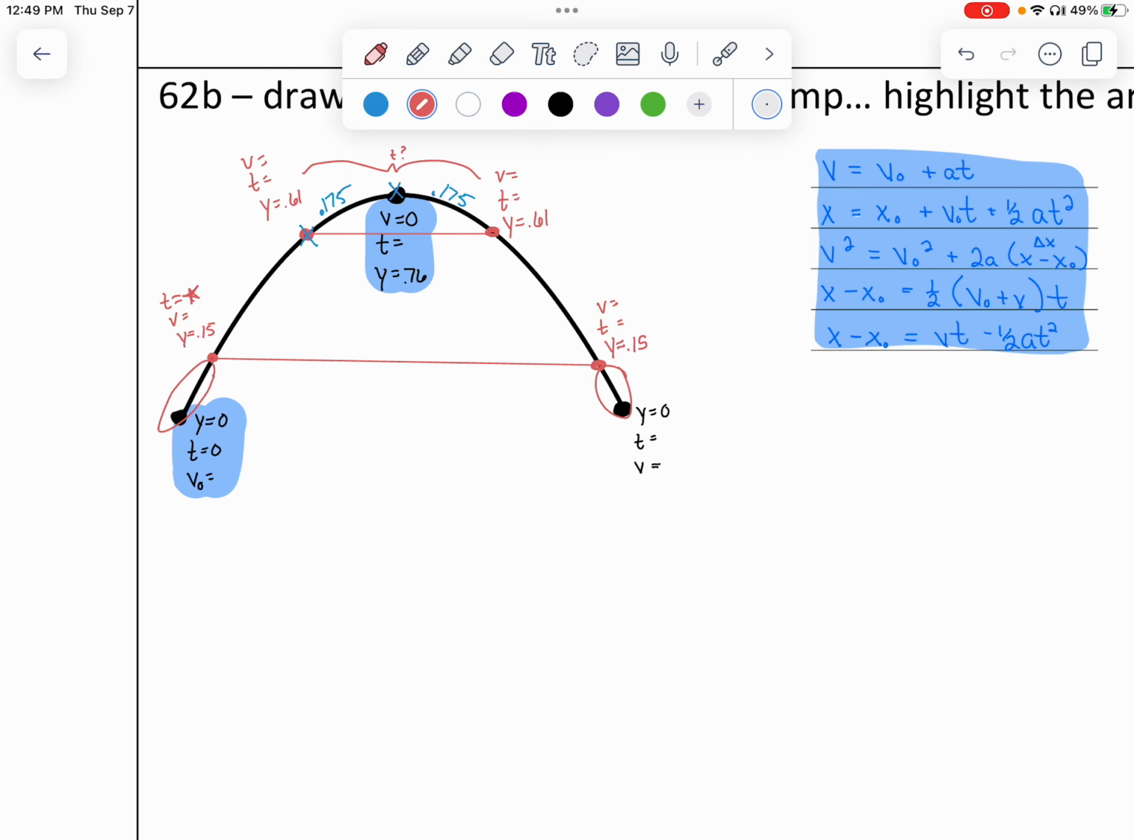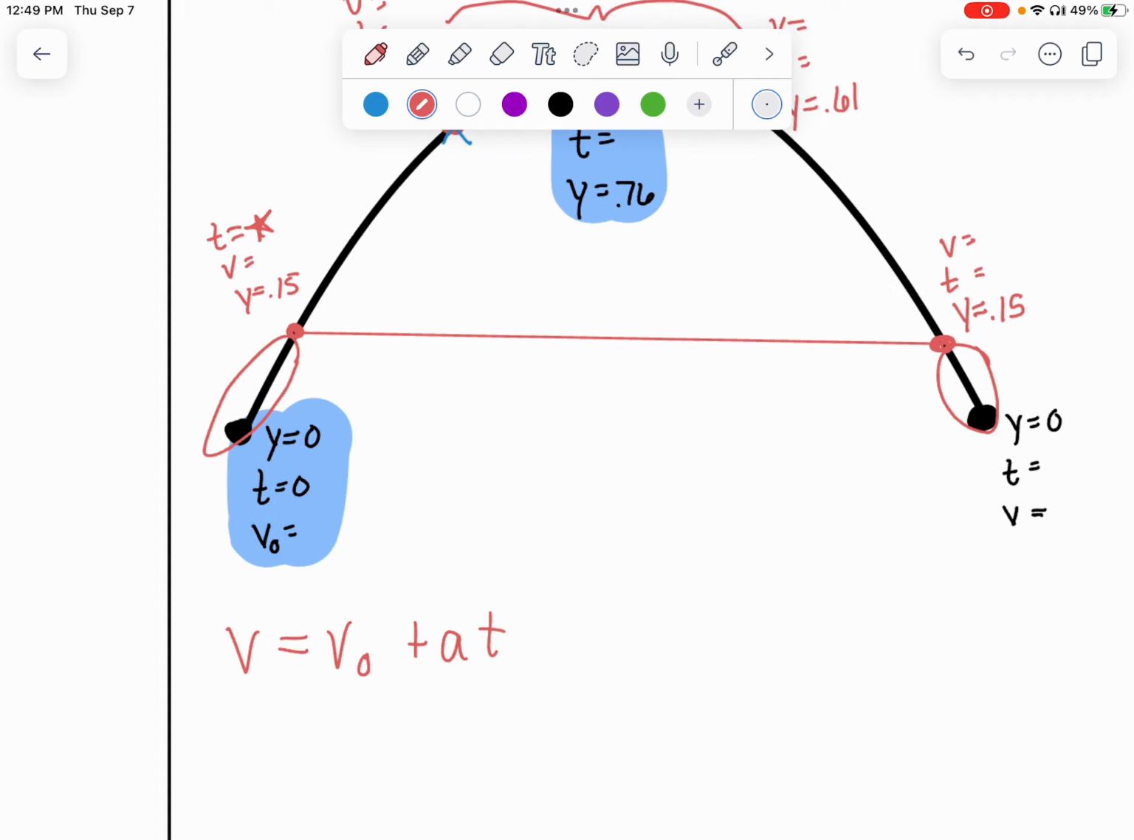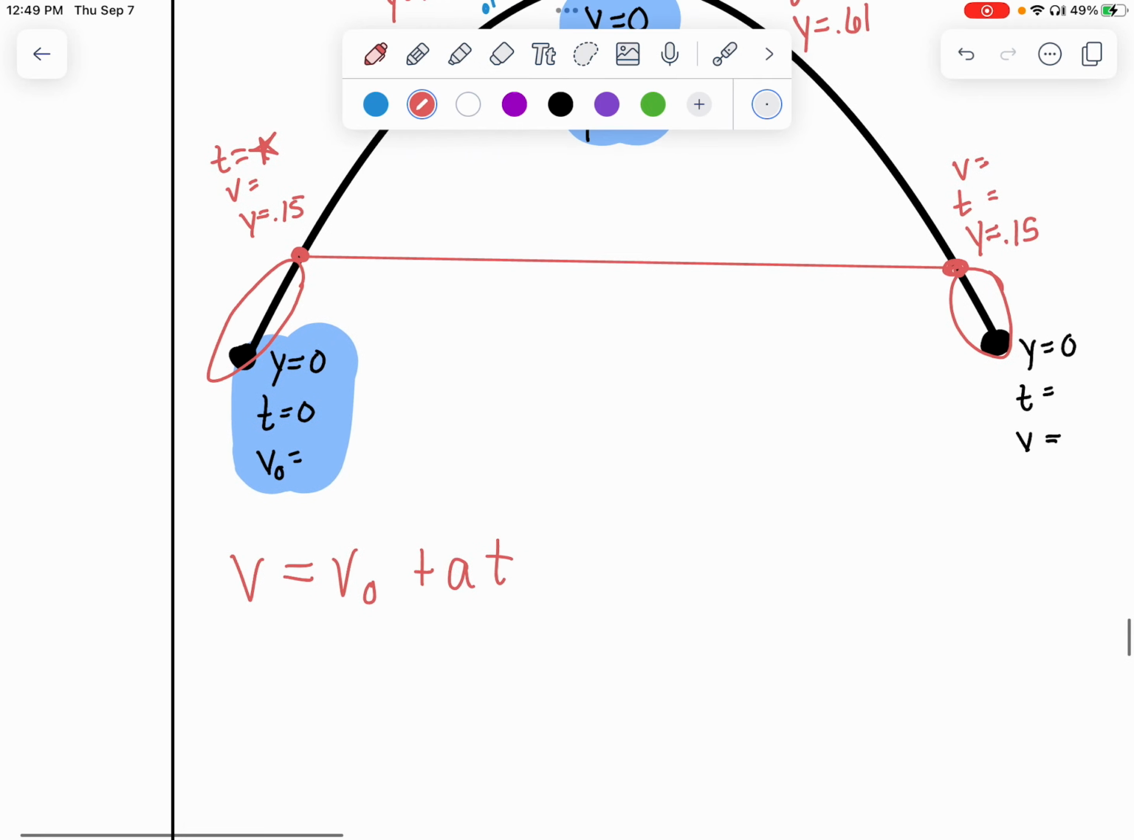I can try the first one. I might actually just make my way through my equations and talk about it, because that's a skill that a lot of kids are missing. They just don't know which ones to use. So how about this? Well, I don't know my velocity. That would be this velocity. I don't know this velocity, so automatically I'm not picking that equation.